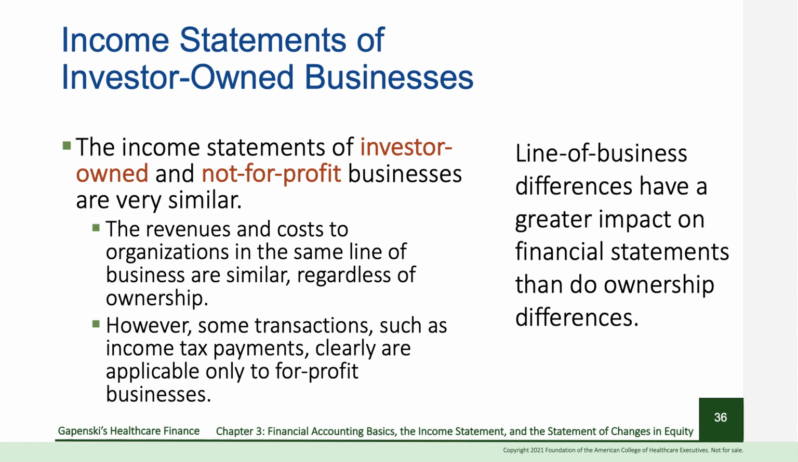Now, the income statement summarizes the activities of an organization with a focus on revenues, expenses, and profitability. Investor-owned and not-for-profit businesses have similar income statements. The revenues and costs of organizations in the same line of business are similar, and the ownership does not matter there. However, some transactions, such as income tax payments, are applicable only to for-profit businesses. So the line of business differences have a greater impact on financial statements than the ownership of the business.